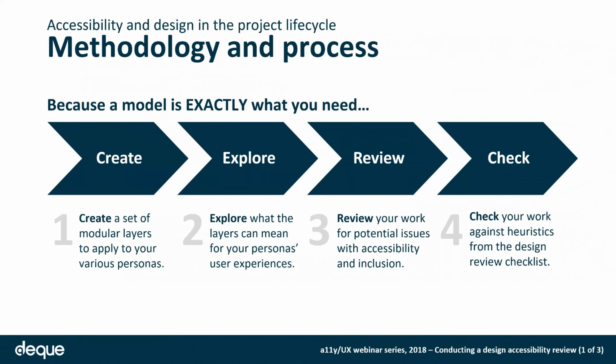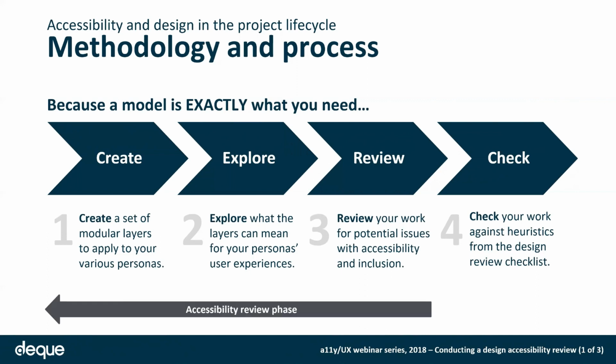So now, as of this webinar today, we're looking into that fourth part of the process, which is really checking the work against the heuristics themselves to be able to do an accessibility review of the work that has been done. And the first three parts, like I said, are really about the review phase, and then the next part is really about the heuristics evaluation phase per se.